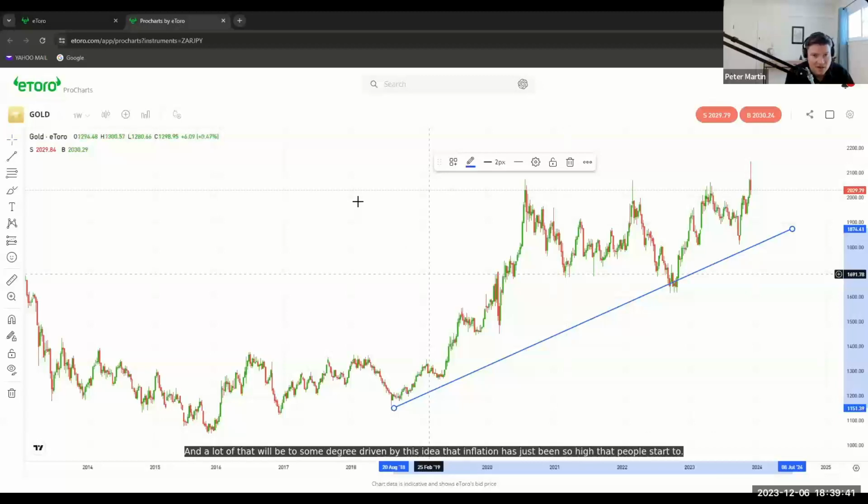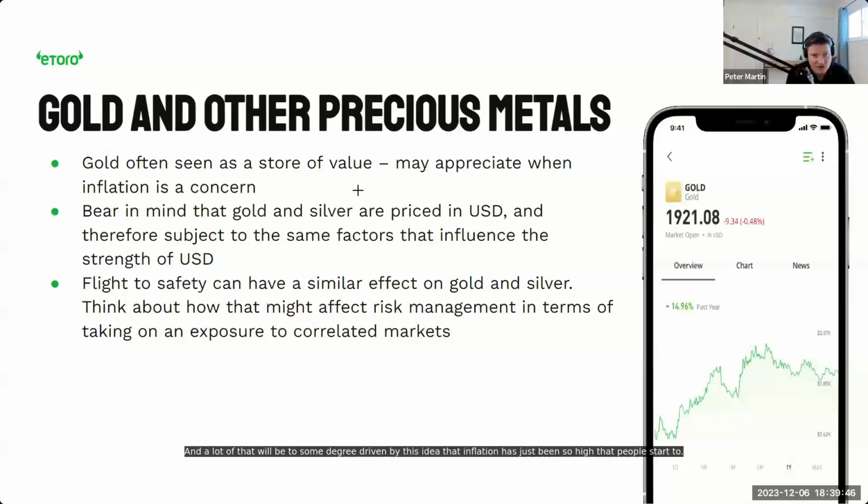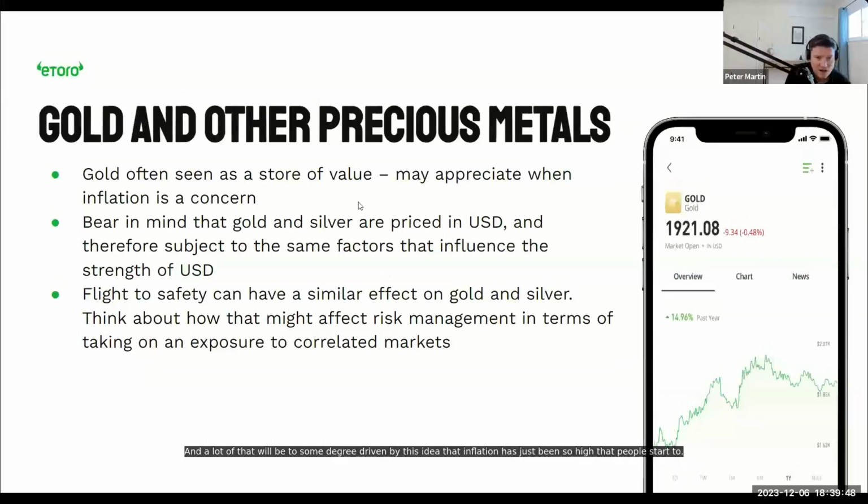And a lot of that will be to some degree driven by this idea that inflation has been so high that people start to seek out gold. And in times where inflation is less of a concern, you may see the opposite. Bear in mind, of course, that gold and silver are priced in US dollars, and therefore they are subject to the same factors that influence the strength of the US dollar. This also applies to a lot of other commodities and all the other precious metals, including platinum and palladium. They're priced in US dollars.